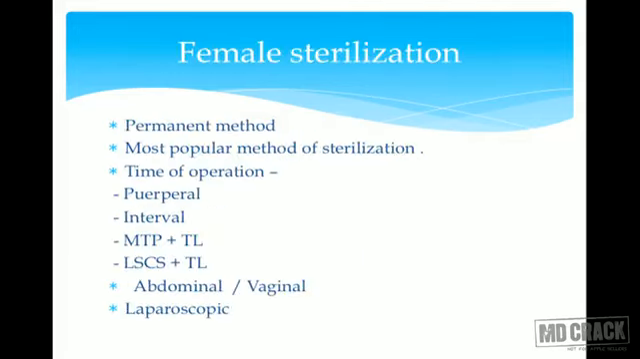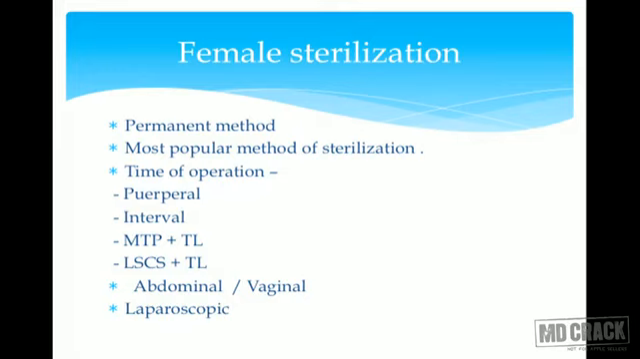Now coming to a very important part, that is tubectomy, female sterilization. It is a very commonly used, very popular method of sterilization in India. It's a permanent method, most popular if an MCQ is asked. As for when it can be done, it can be done in puerperium, after delivery if she has completed her family.